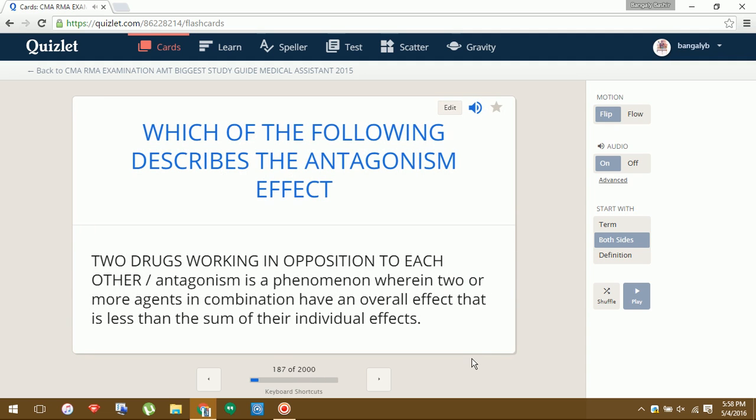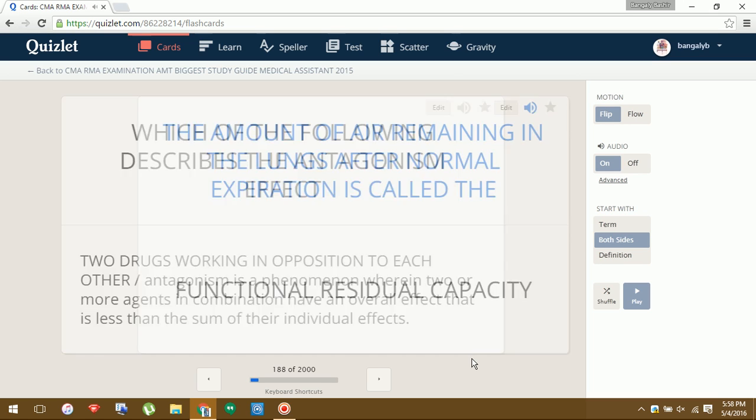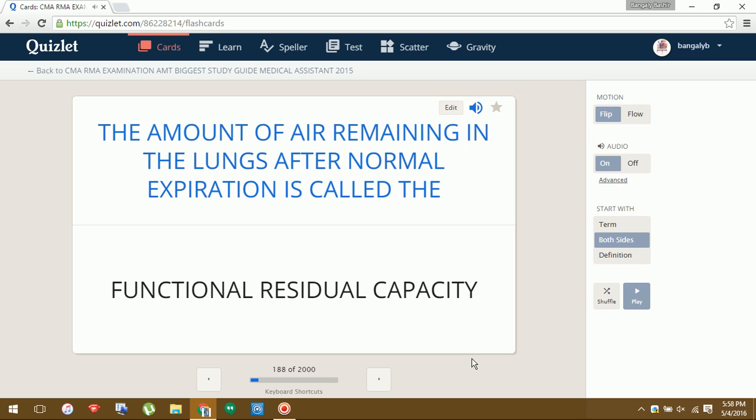Which of the following describes the antagonism effect? Two drugs working in opposition to each other. Antagonism is a phenomenon wherein two or more agents in combination have an overall effect that is less than the sum of their individual effects. The amount of air remaining in the lungs after normal expiration is called the functional residual capacity.